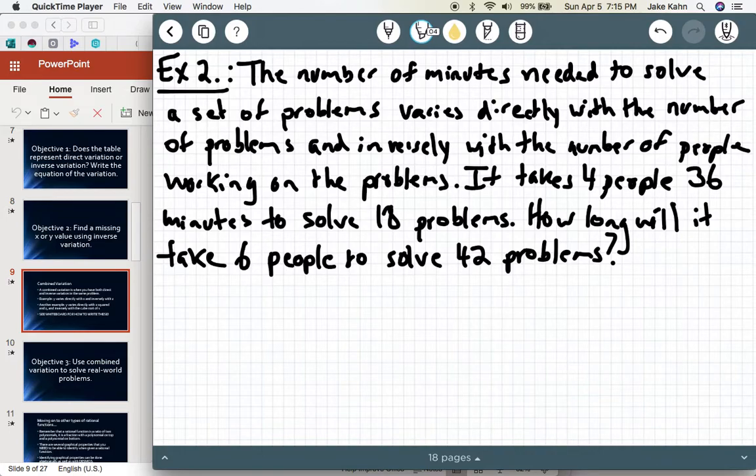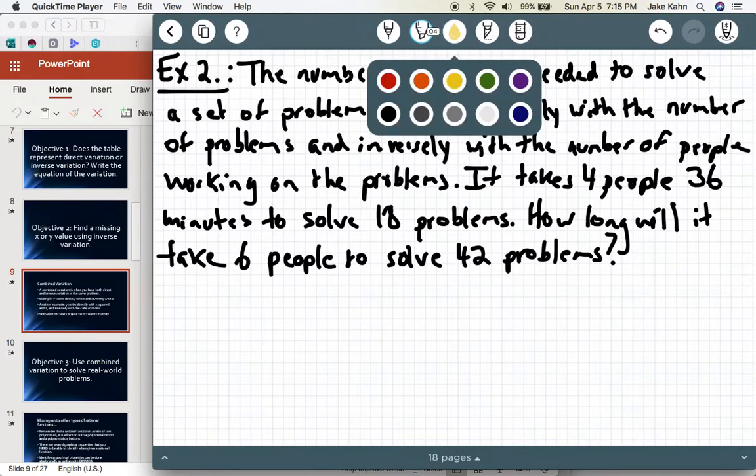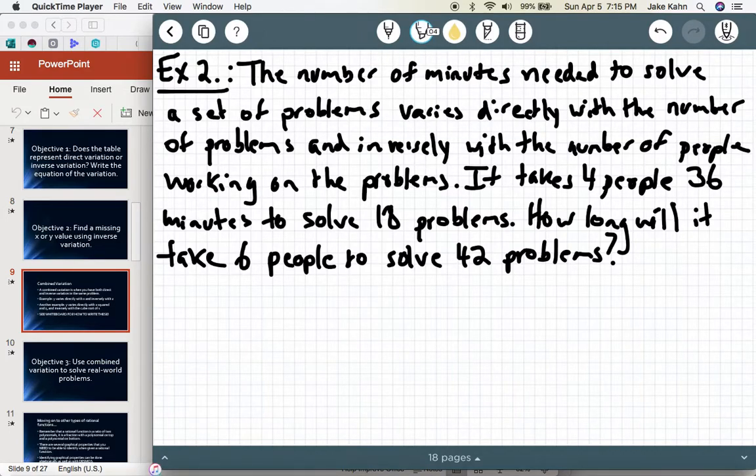So example 2, it says the number of minutes needed to solve a set of problems varies directly with the number of problems and inversely with the number of people working on the problems. I'll definitely go back and highlight some stuff there. It takes 4 people 36 minutes to solve 18 problems. How long will it take 6 people to solve 42 problems?